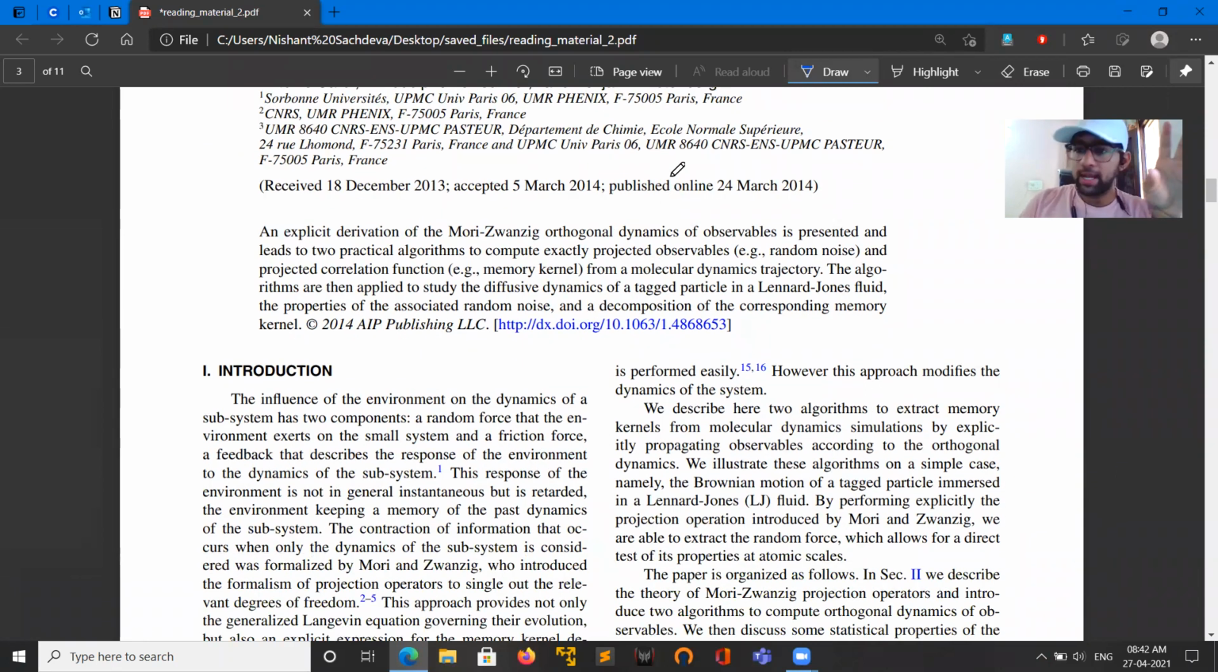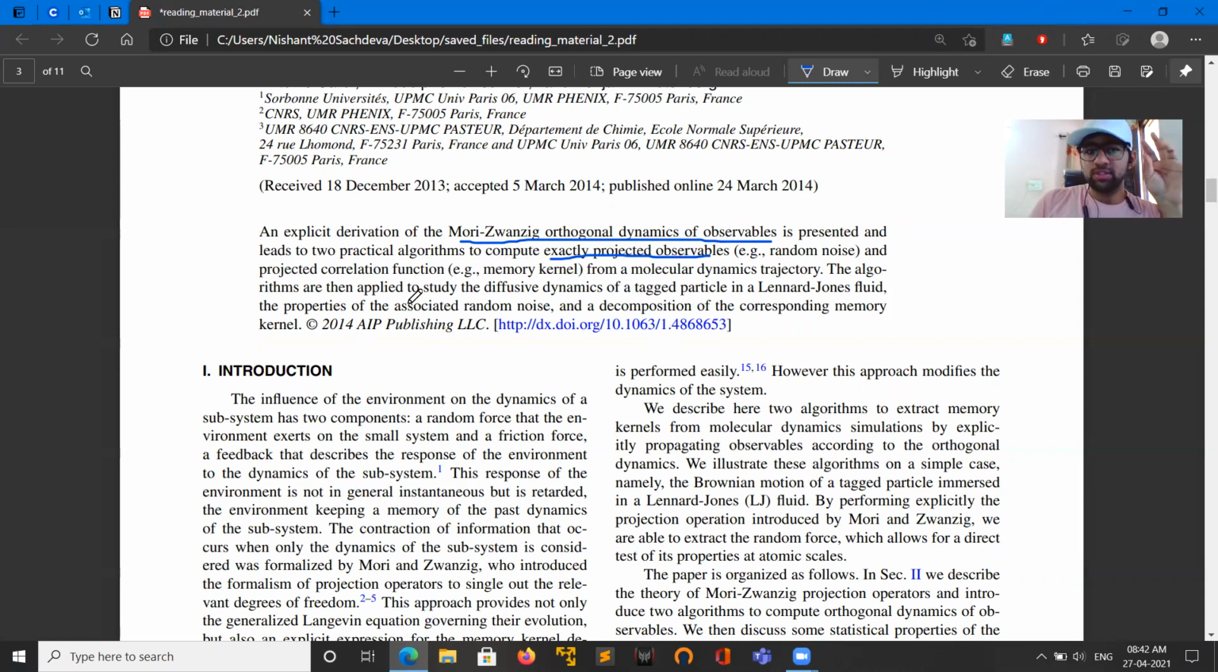In this paper, we studied two algorithms which are used to compute projected correlation functions in molecular dynamics situations. Basically, there's an explicit derivation of the Mori-Zwanzig orthogonal dynamics of observables. Exactly what this is we'll study ahead. This leads to two practical algorithms which are used to compute exactly projected observables, not random etc. but exact. The random noise is modeled perfectly. And projected correlation functions, for example the memory kernels.